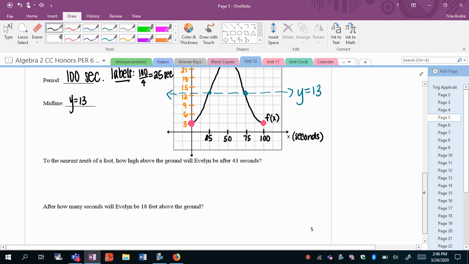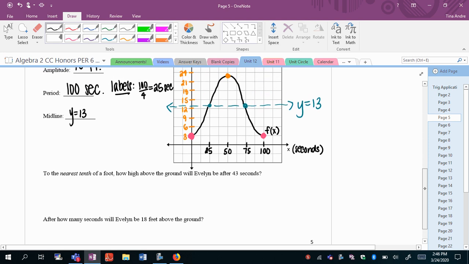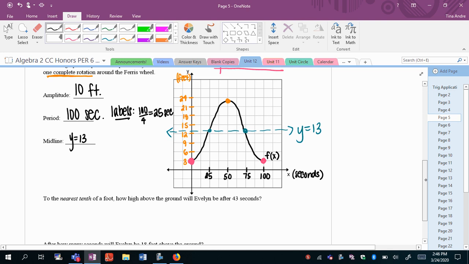It says, to the nearest tenth of a foot, how high above the ground will Evelyn be after 43 seconds? So the first thing I do is look at the graph. 43 seconds, this is an x value. Unfortunately, when I go to the graph, I can't really see where 43 is exactly. And since it says nearest tenth, that's indicating you're going to need to use a calculator here to get a better value. It's not just an estimate.